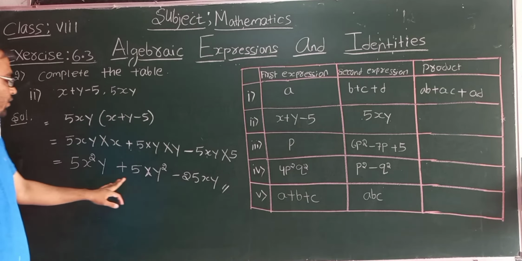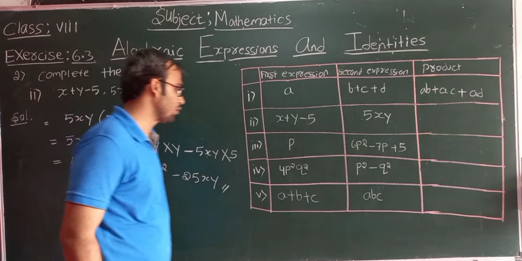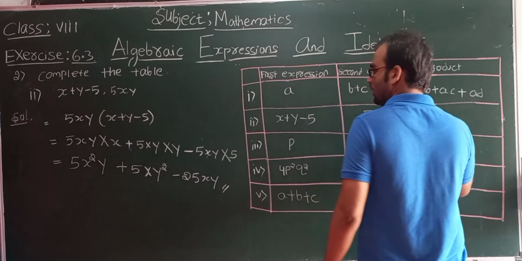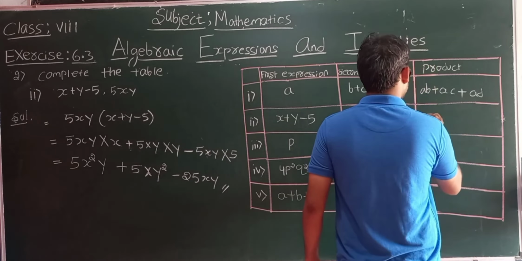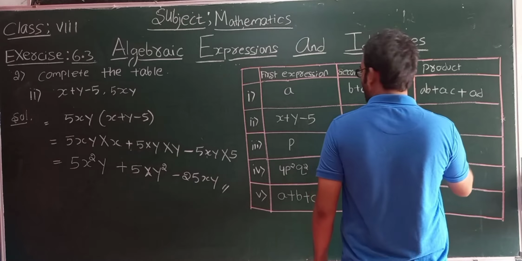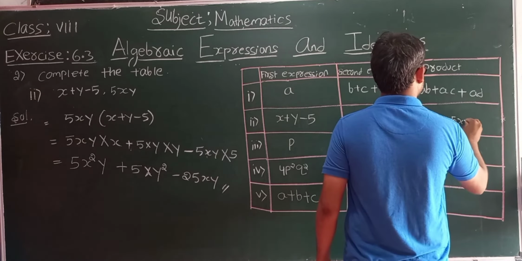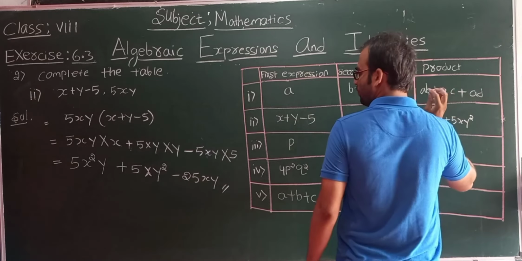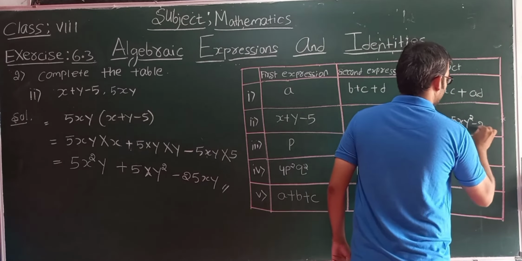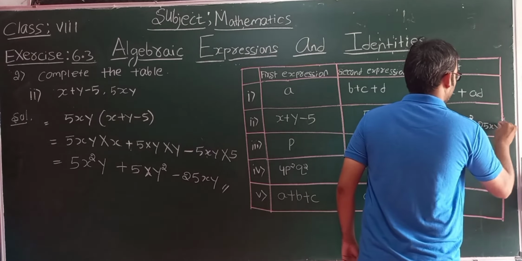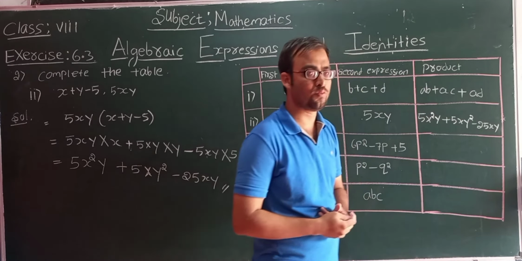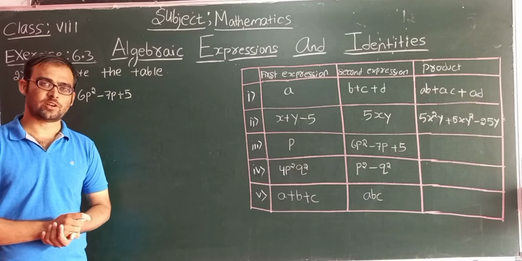Okay, so what we have got? 5x square y plus 5xy square minus 25xy. Okay, so we will write it. That is 5x square y plus 5x y square minus 25xy. Okay, so this is the solution for the second problem. Students, now let us solve the third one.